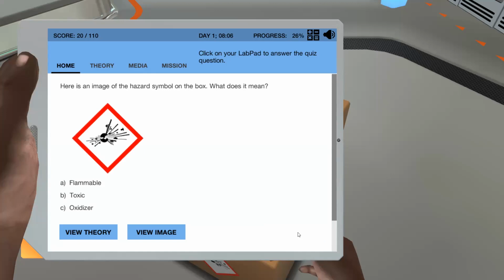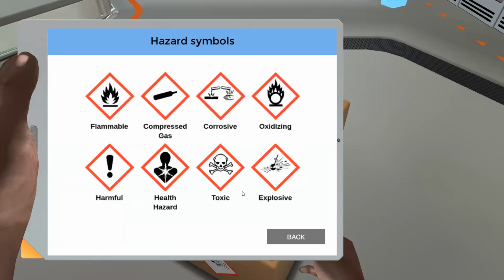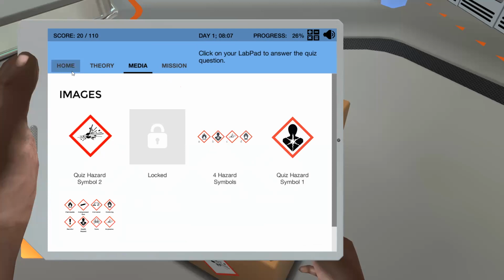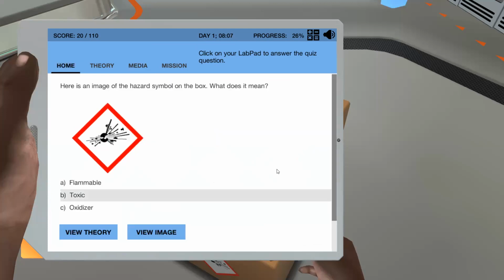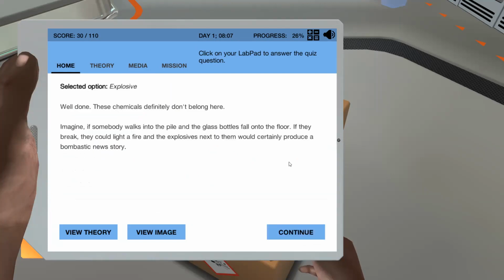What does it mean? It is interesting. Let's find out. This one, explosive. That's what I figured. But go back home, and I don't see it on there. That's why. Well done. These chemicals definitely don't belong here.